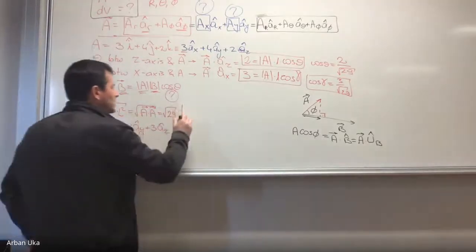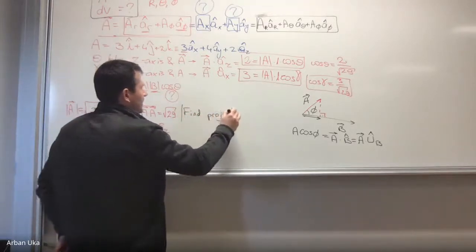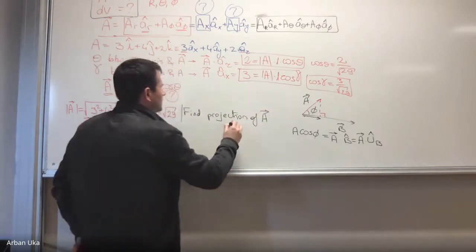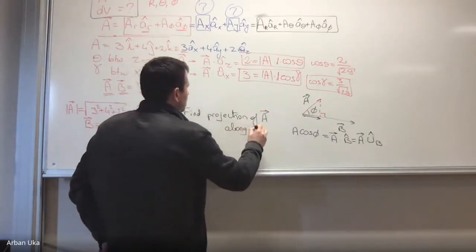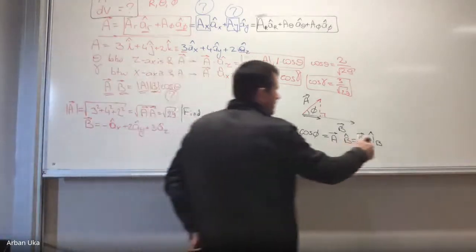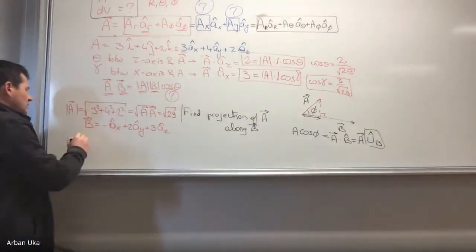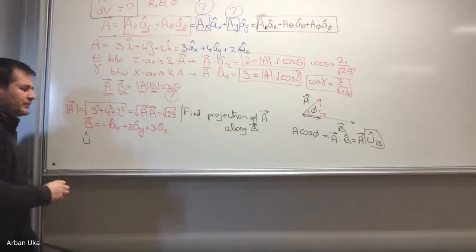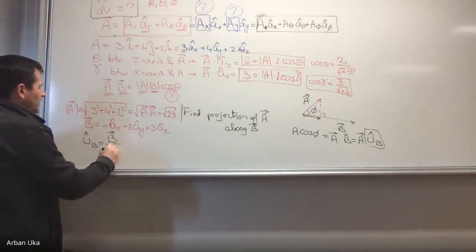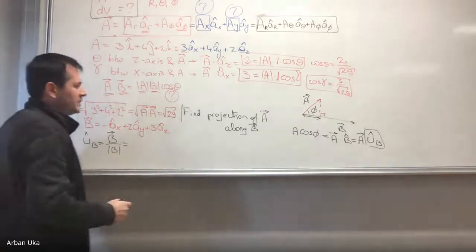And let's write the question. Find the projection of A along B. How do we do it? It's simple. We just need to identify this vector. And what is the unit vector U along the vector B? This should be equal to vector B divided by the magnitude of B. So what is the magnitude of B?